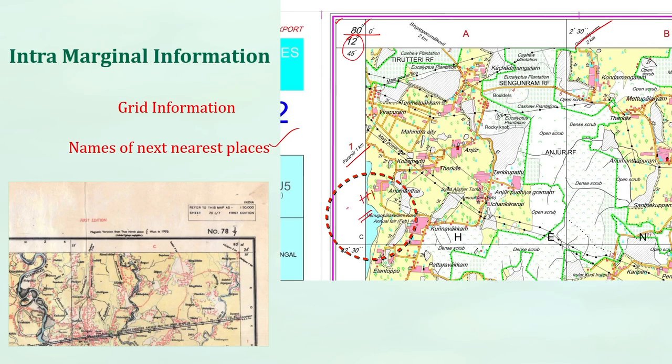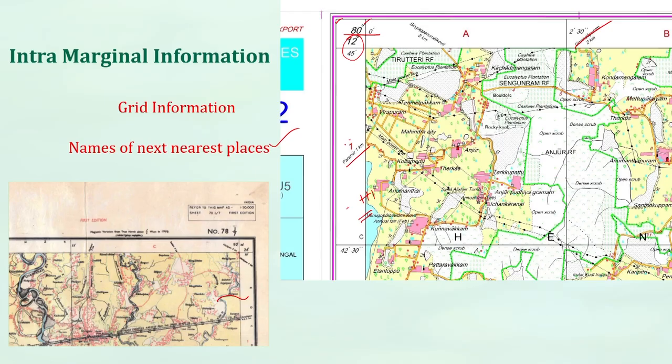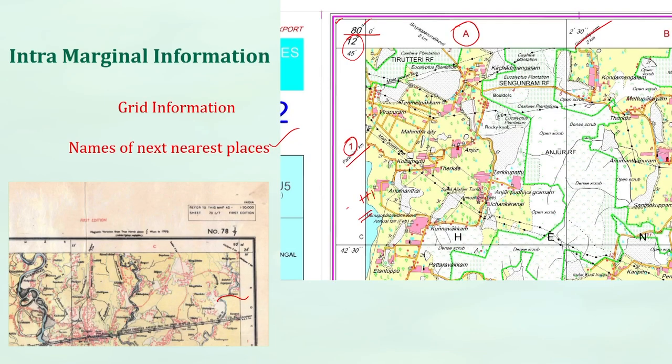If it is a hard copy topo sheet, the contour values will be mentioned. Next, grid values, see 1 is the grid number, A is the grid number. Again, the grid reference system is about northings and eastings. Each topographic sheet will be subdivided with a grid system, northings and eastings, okay. That will be covered in another lecture series, okay. Now, these are about intramarginal information.